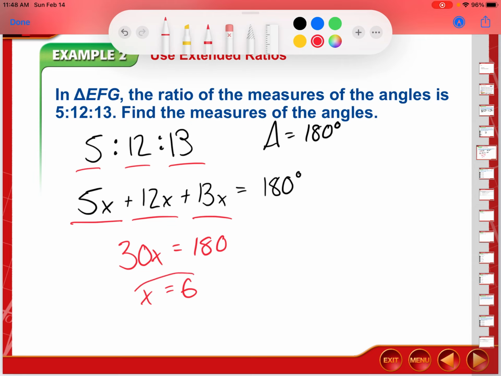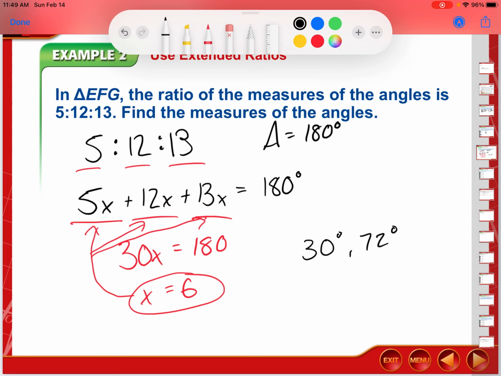And they want us to find the measure of each individual angle, so we have to plug this x value back in to all of these individual pieces. So our first value is going to be 30 degrees. Our second value is going to be 72 degrees. And then our third value is going to be 78 degrees. So that's how we would go about solving this.